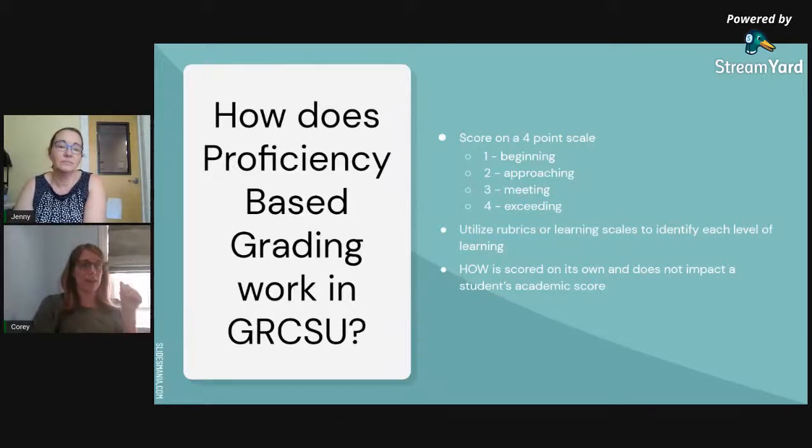And so how do we know where a kid is? If you look at that spreadsheet that I gave you, it's a whole bunch of numbers. So how do we know if a kid is truly meeting? I think that's where some of our PLC work and team time come into play, and we need to start creating and utilizing rubrics and learning scales that identify each level of learning. Look at your grade level, the skill you're assessing, what it looks like if you're meeting, and work from there. It's also important to remember that your habits of work are scored on their own and don't impact a student's academic score.